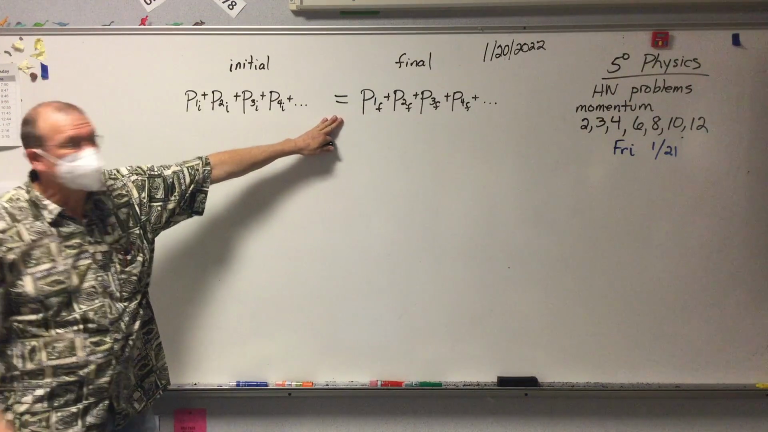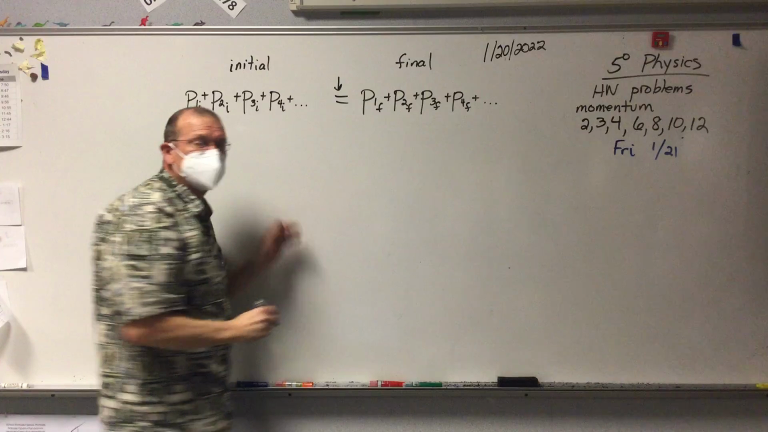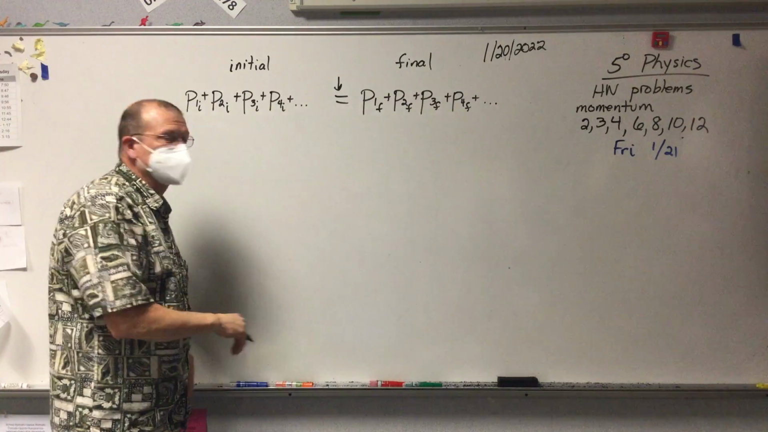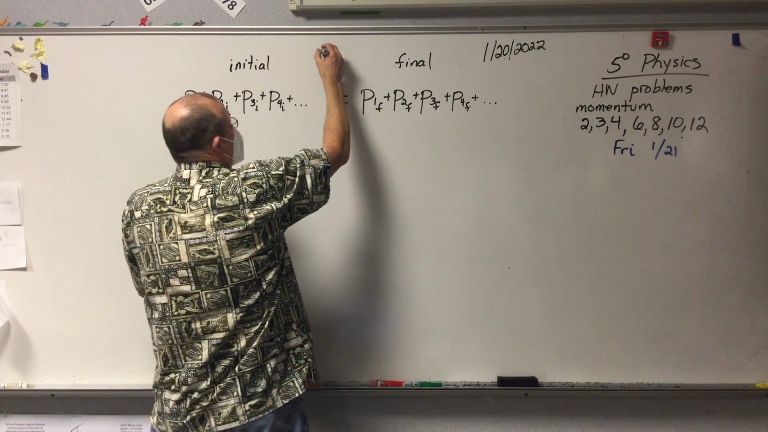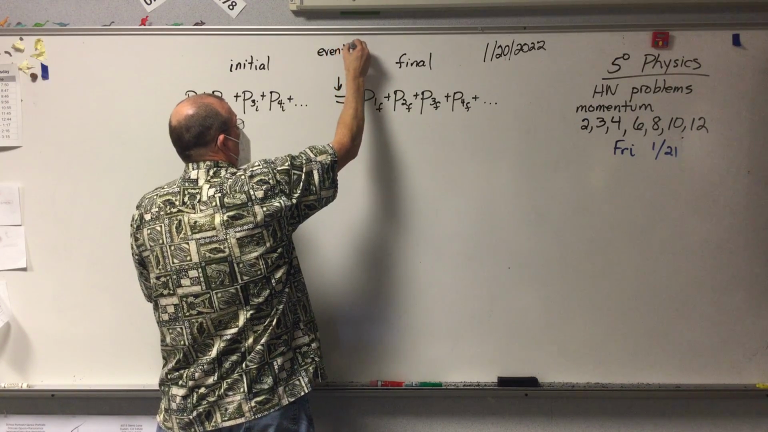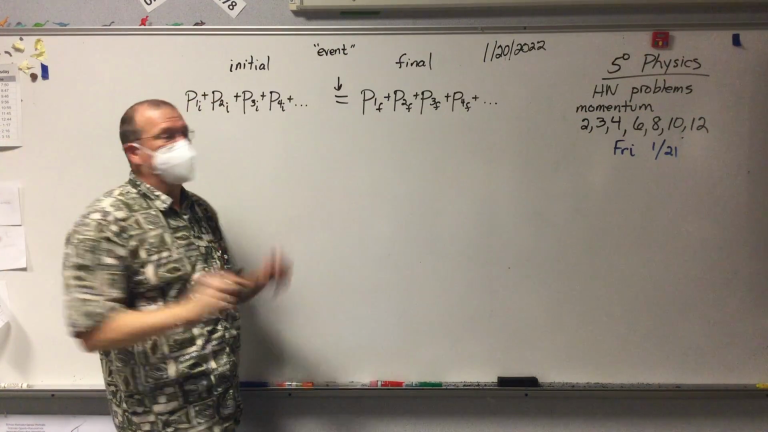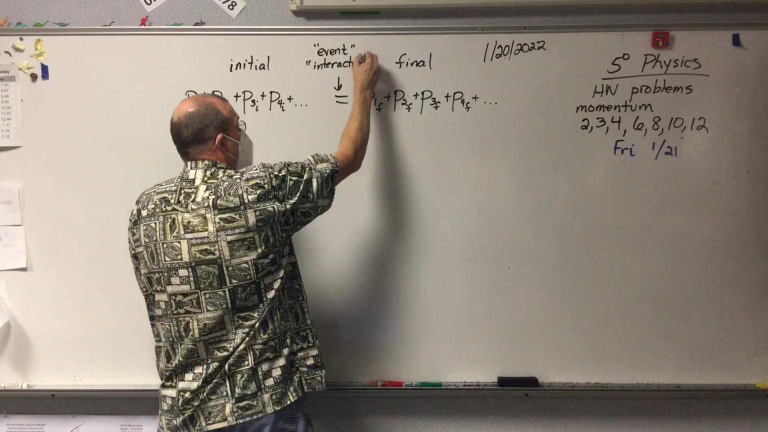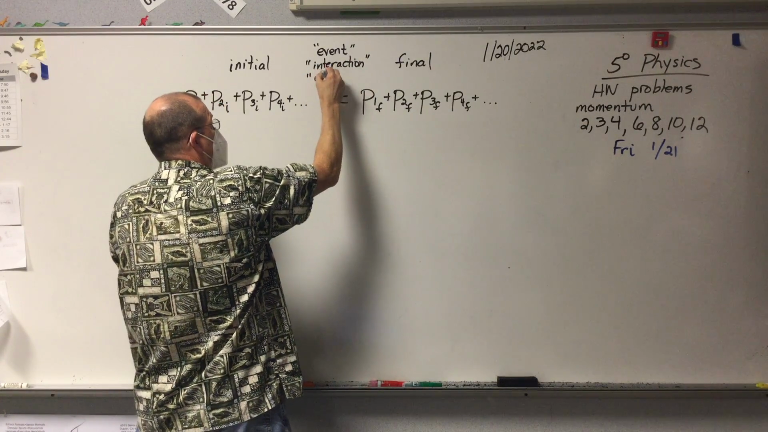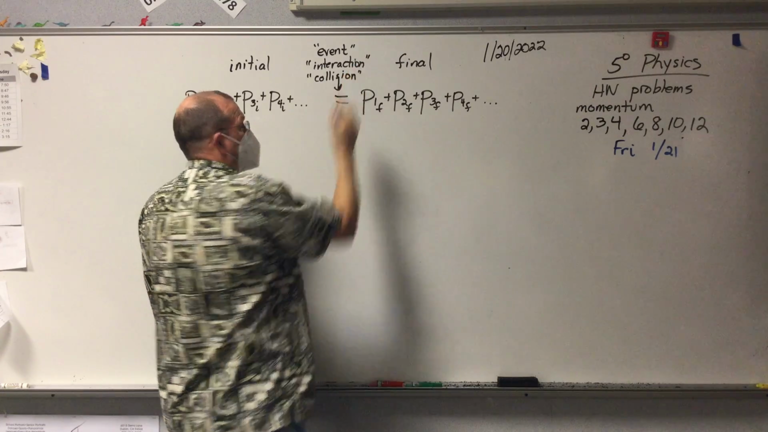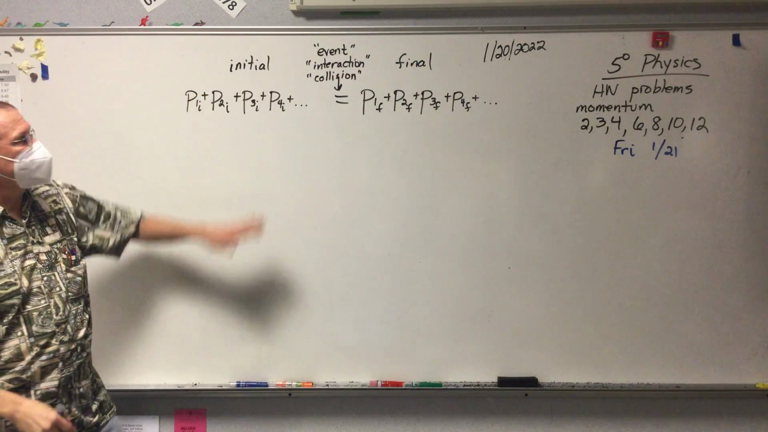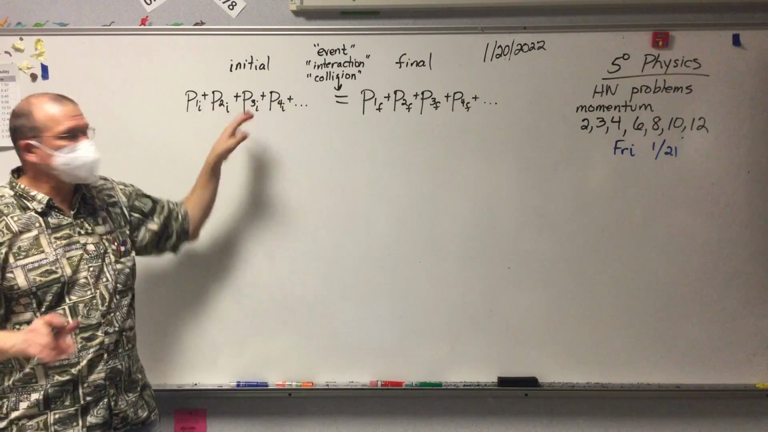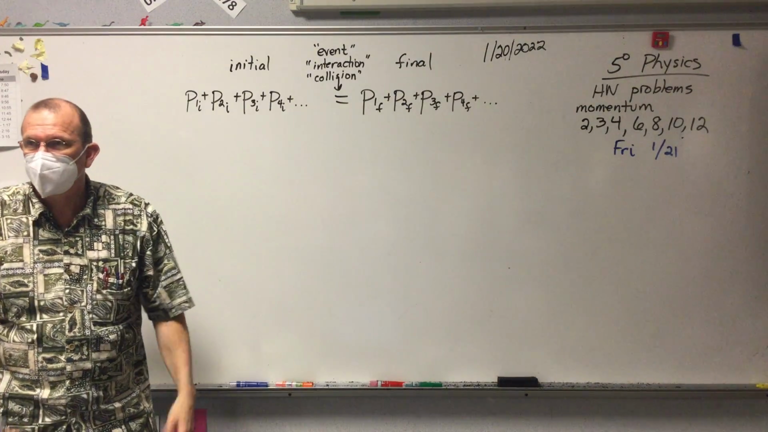Now this, I'm not sure exactly the word to use for what happens with the equal sign. So I'm going to give you a couple options. We could call this the event, the interaction, or the collision. Because the idea is that this equal sign at this moment in time, that is where all these particles somehow interact with each other. They bump into each other.